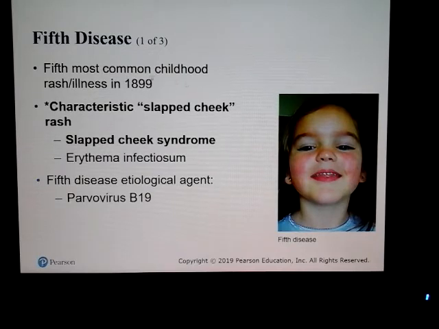Fifth disease, please know, is characteristic of what we call a slap cheek rash. And this one, believe it or not, back in 1899, was the most common childhood rash illness. And again, it causes slapped cheek syndrome.